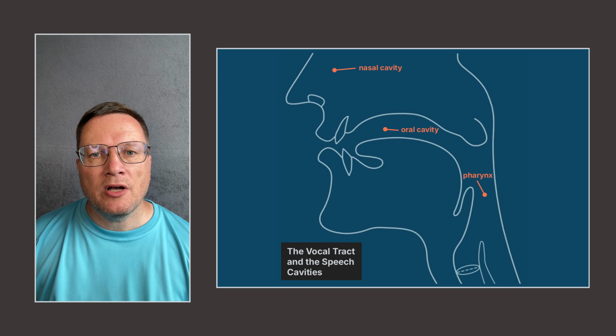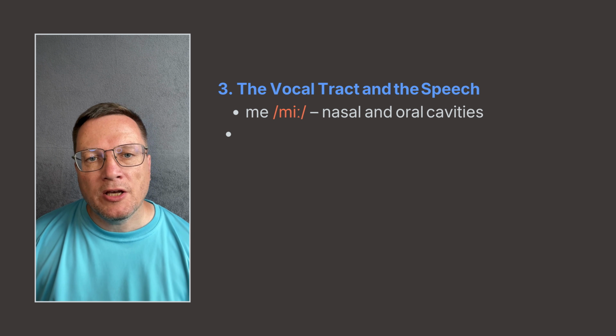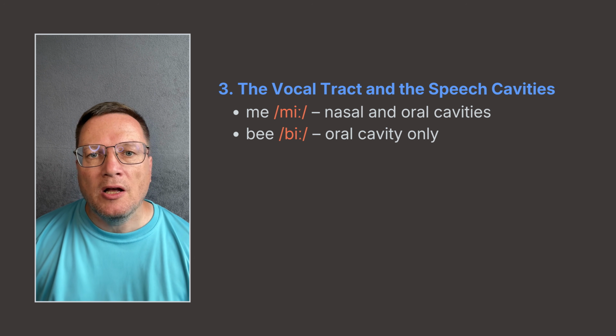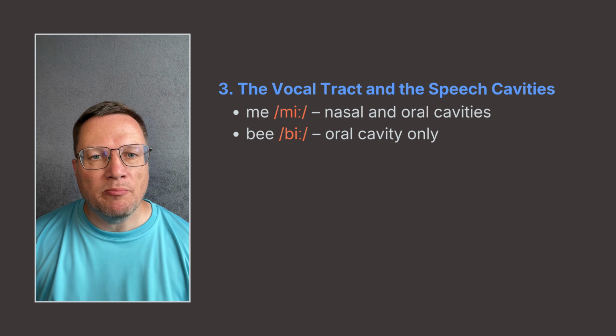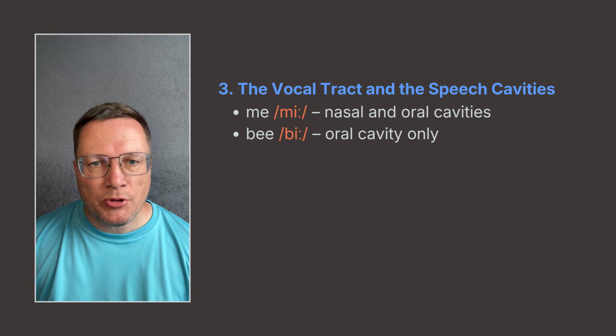Most English speech sounds are produced when the airflow passes through the oral cavity. For nasal sounds, the airflow passes through the nasal cavity while the oral cavity is blocked. Compare the following examples. In the word me, the airflow passes through both the nasal and oral cavities during the pronunciation of the word. In the word be, the airflow passes only through the oral cavity. Understanding how air flows through the vocal tract is the first step towards understanding how speech sounds are produced.